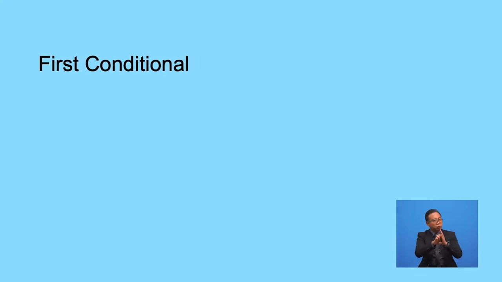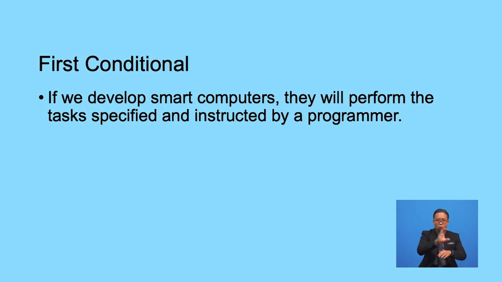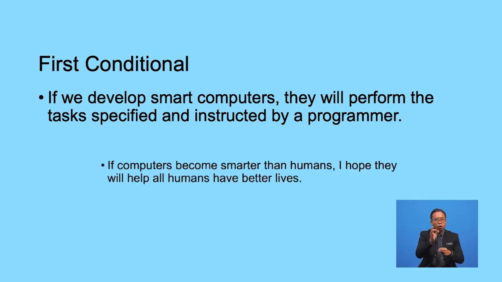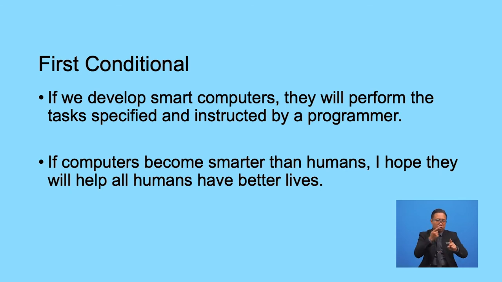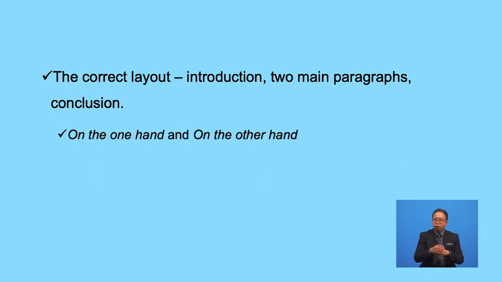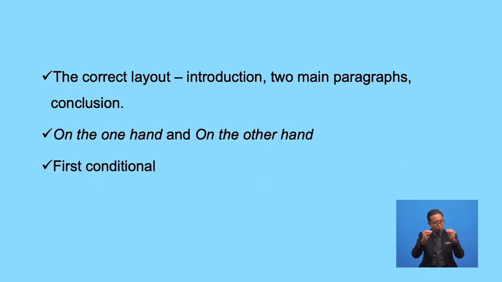Next, include first conditional in your writing. For example, if we develop smart computers, they will perform the tasks specified and instructed by a programmer. Or, if computers become smarter than humans, I hope they will help all humans have better lives. And lastly, make sure your opinions are clear in the conclusion. You could complete the essay as your homework and send it to your teacher in school.